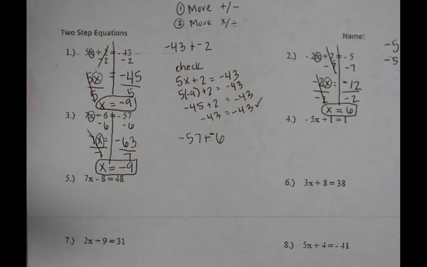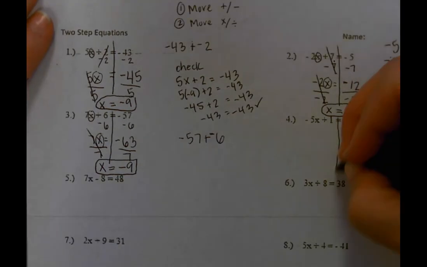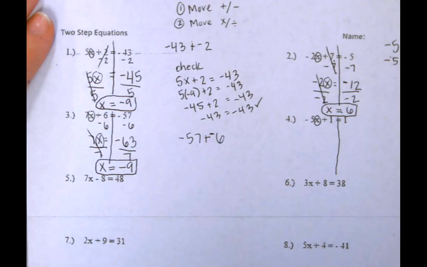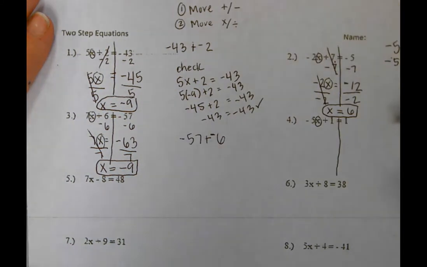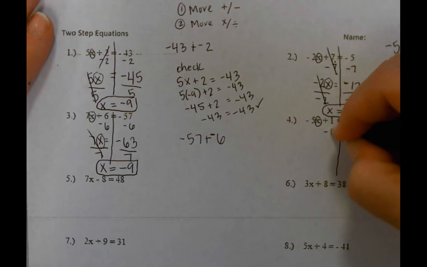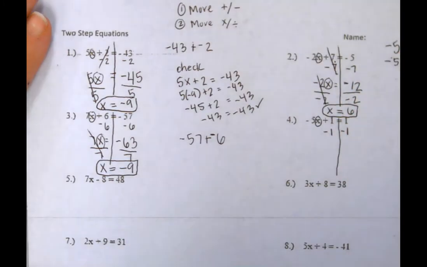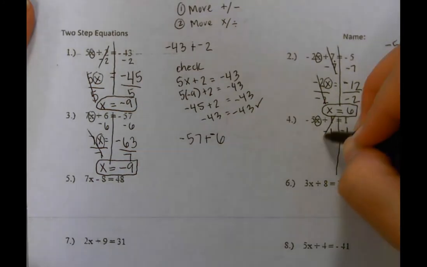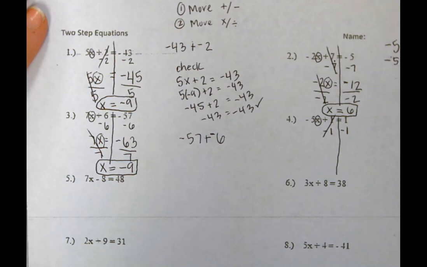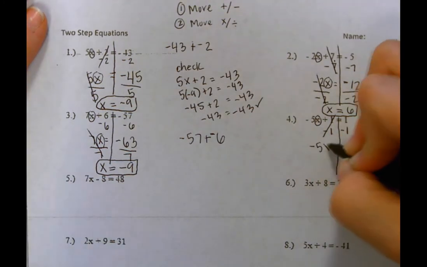All right, for this last one that we're going to do together, I draw my fence and circle my variable. I start by removing any addition or subtraction. To get rid of a plus 1, I need to subtract 1. Whatever I do to one side of the fence, I have to do to the other side of the fence. So 1 plus 1 and minus 1 are going to cancel. And I have negative 5x left on this side.